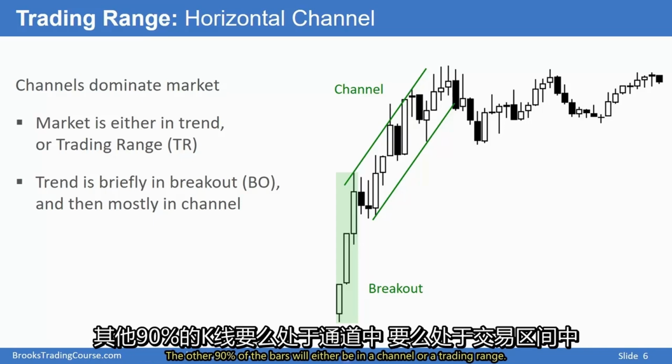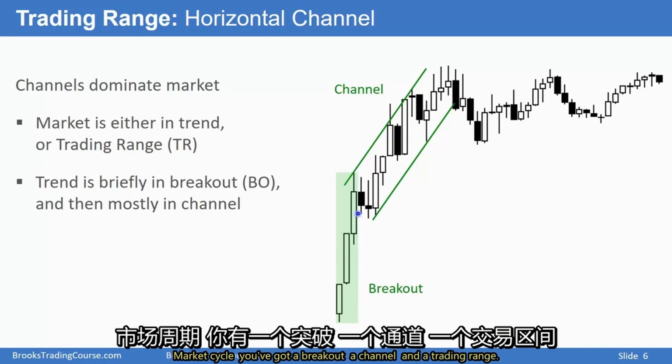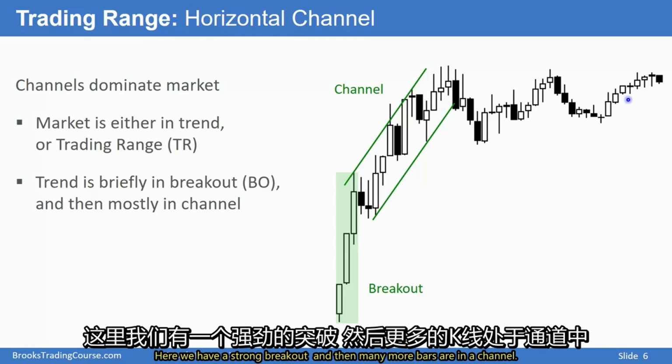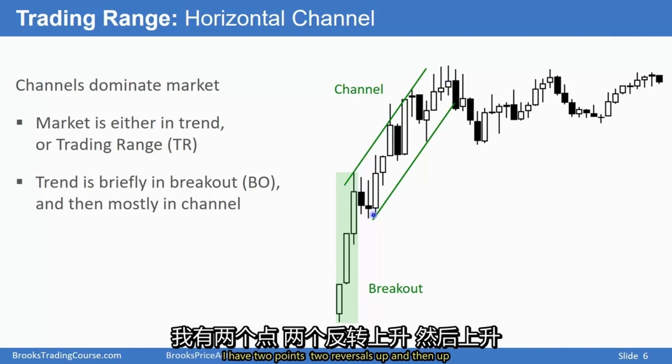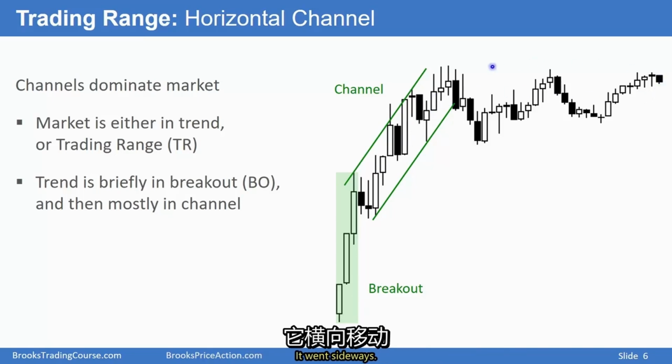The other 90% of the bars will either be in a channel or a trading range. Market cycle, you get a breakout, a channel, and a trading range. Here we have a strong breakout, and then many more bars are in a channel. I can draw a line. I have 2 points, 2 reversals, up and then up. And then look what the market did here. It went sideways.